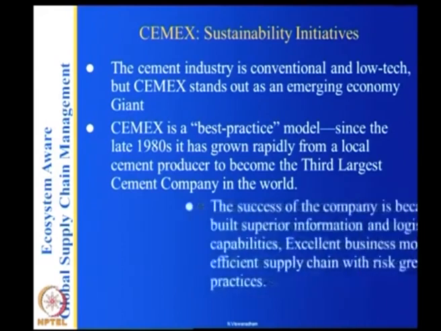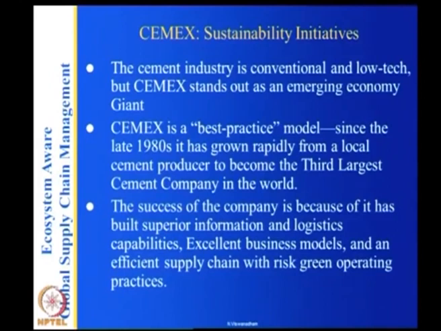So basically it has made a tremendous amount of progress. The success of the company is because it has built superior information and logistics capabilities, excellent business models, and an efficient supply chain with green operating practices. If you look at the supply chain here, you start with clinker and then heat it up and make cement. This is a high temperature process, and it emanates a lot of gases. How are you going to reduce this? What are the sustainability practices? Because there are two issues here. One is that the price of cement is low.